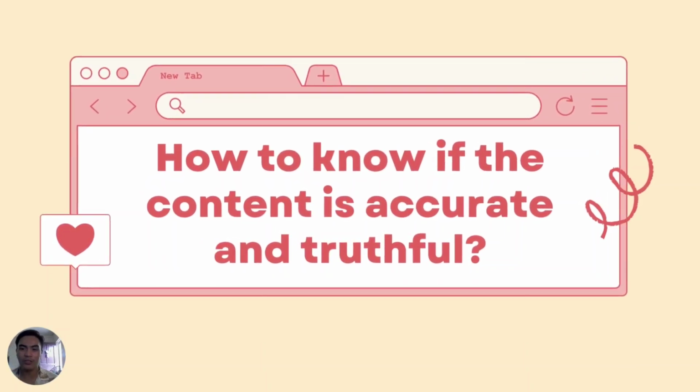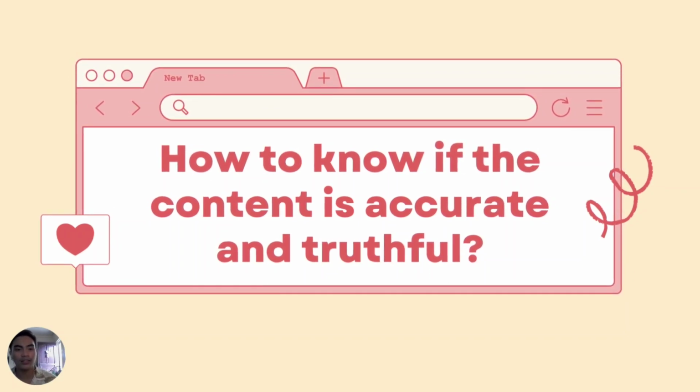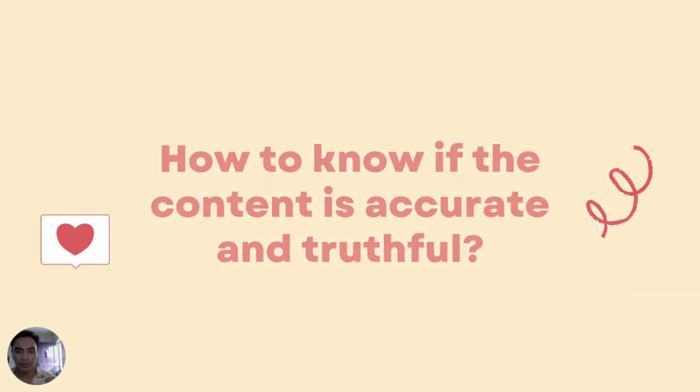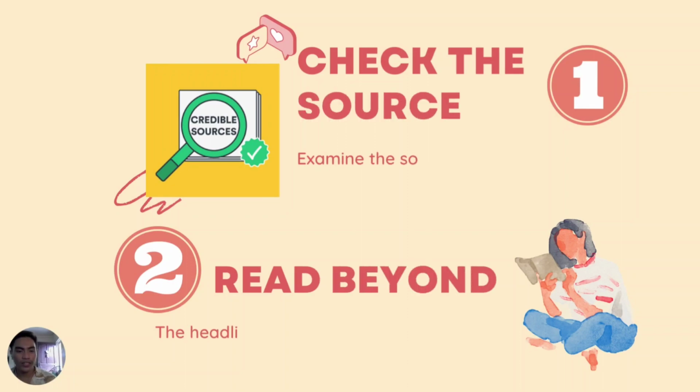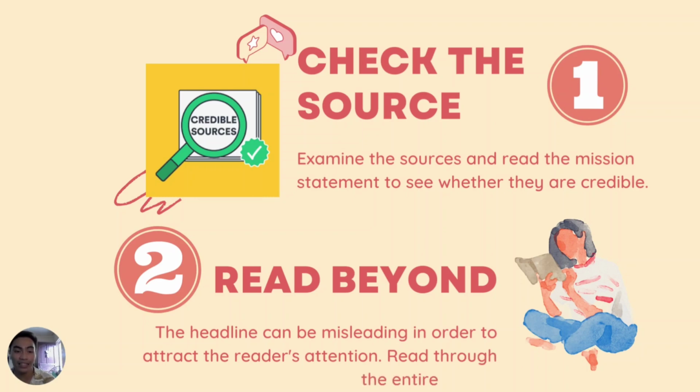Now, let's proceed to the indications of the material review if it's truthful and accurate. How to know if the content is accurate and truthful? First is check the source, examine the sources, and read the mission statement to see whether they are credible. Take note of some of the main facts presented in the material viewed and compare them to multiple sources. If the information is the same as other data or sources, then you have true and accurate information.